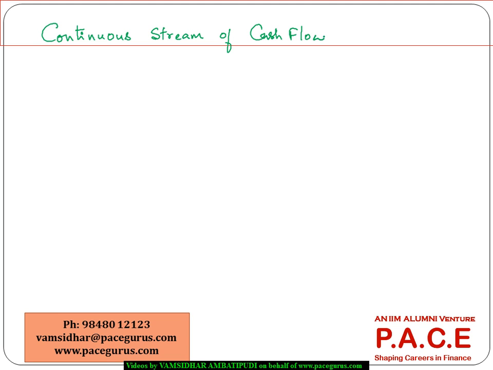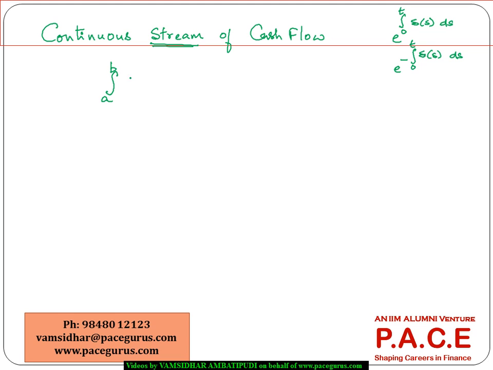When I am talking about a single cash flow, we have already seen to find out the accumulated value, we have said e power integral 0 to t delta s ds. And for the present value, we have taken it as e power minus integral 0 to t delta s ds. But sometimes, we are not talking about one single cash flow. We are talking about a stream of cash flows between a particular period.